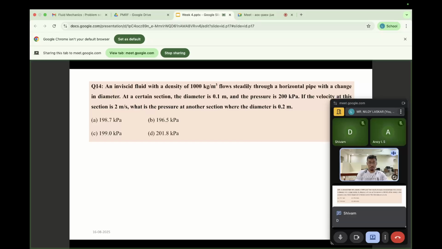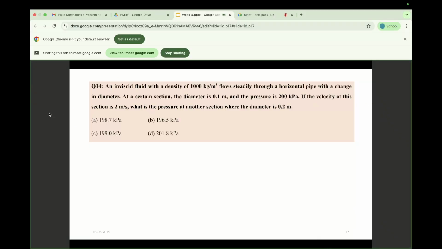So Shivam has responded, option D. So okay, let us solve this.